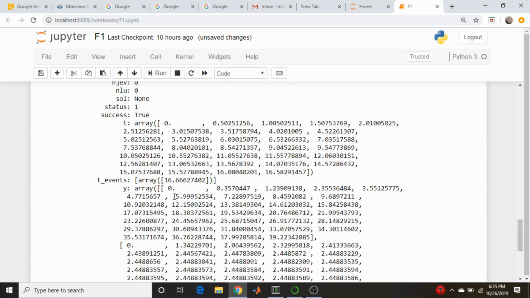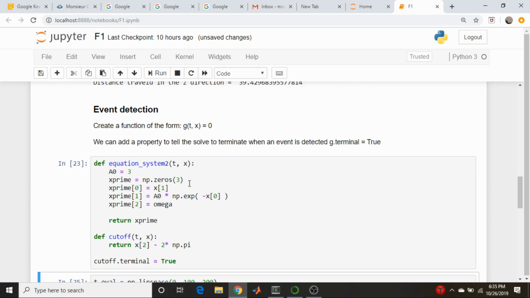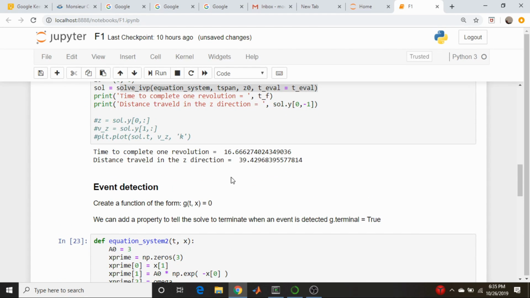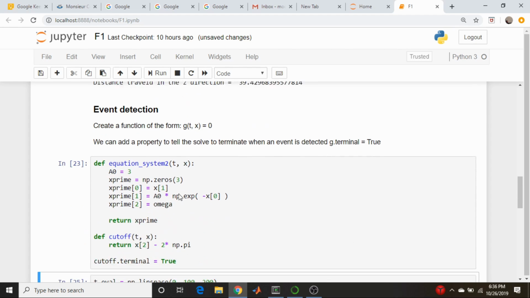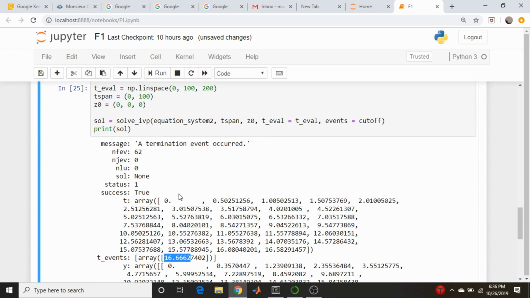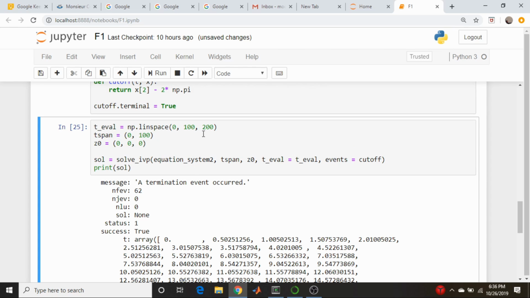Where is it? Here we go. 16.66 seconds. Where did we end before? Let's go back up here. 16.66 seconds. Now you notice that these numbers are slightly different from each other. That's probably because a lot of these root finding algorithms built into these solvers just look for a crossing of 0, and then when one point is on the other side of 0, they interpolate linearly between the two to get that point. So you have to be a little bit careful with that. That's kind of why I bumped up the density of points here.